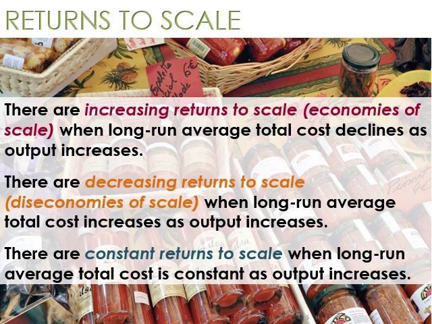Constant returns to scale, you double each input, your costs double, and your amount of output doubles. So what this implies is that your average cost of producing the product is going to remain the same and be constant.